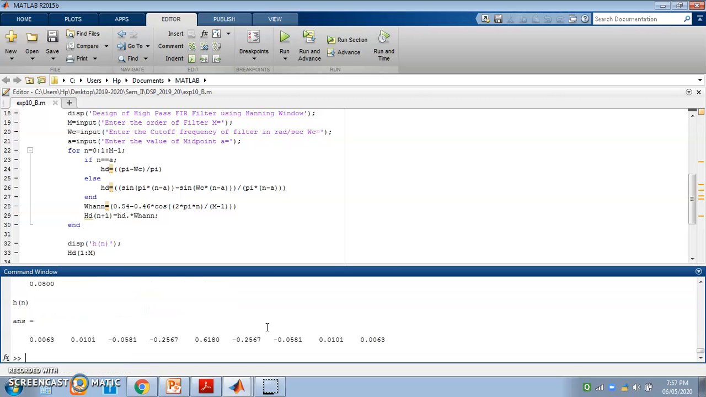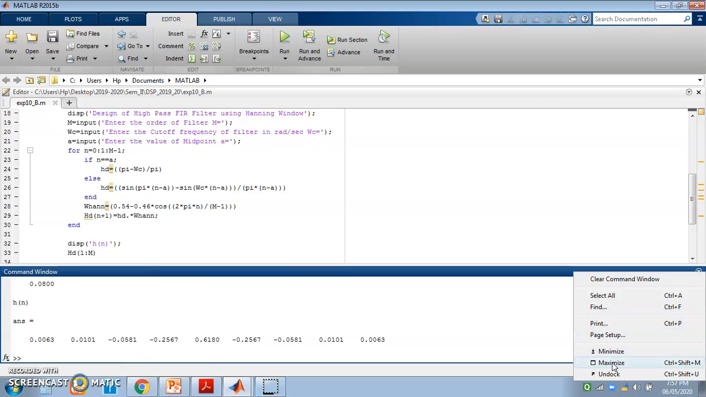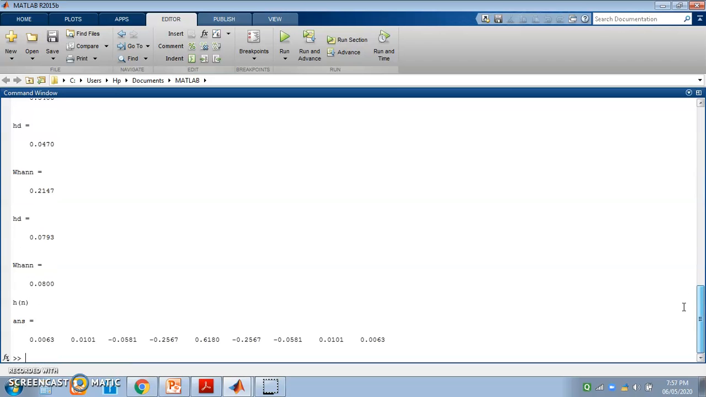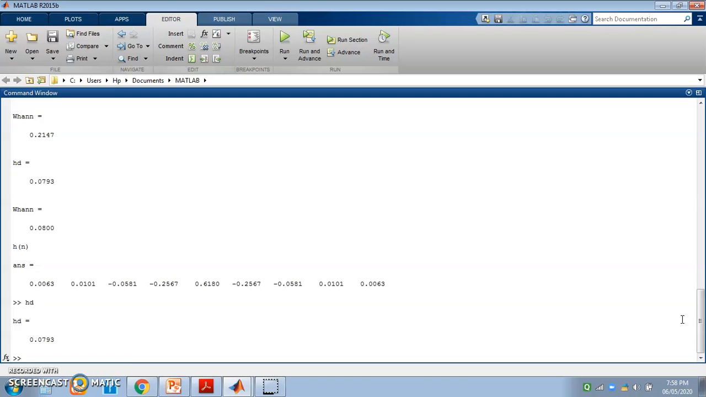So for this filter we have the desired impulse response hd of n with the values that are mentioned over here. One can maximize the command window, and we can just observe the values of hd of n and the Hanning window and all those. We are using the variable hd for the desired impulse response, that is by solving the inverse discrete time Fourier transform of the given Hd of omega. So these are the values of Hd of omega, and from that Hd of omega we can calculate the values of hd of n.